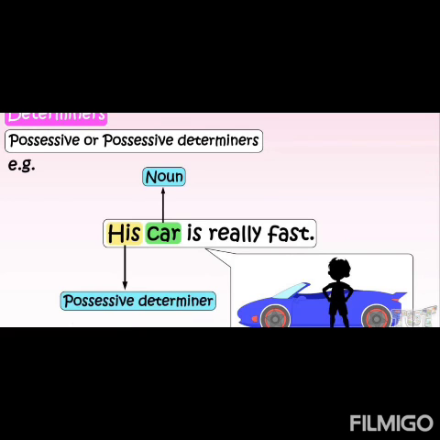For example, his car is really fast. Here the noun is car. And to whom does this car belong? This car belongs to him. And the possessive determiner is his, which is showing the ownership.